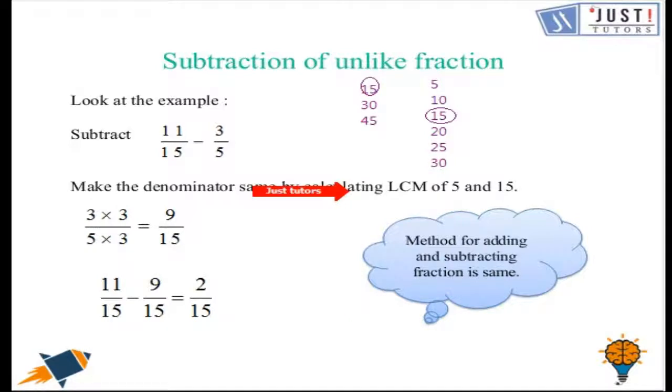So one of the fractions is already in 15ths. What we can do is we can convert this 3/5 into 15ths. So you'll times 5 with a 3 to get a 15, and with the same number you'll times the top. So that's 9/15 now. Now we can easily take away 9/15 from 11/15, which will give you 2/15.